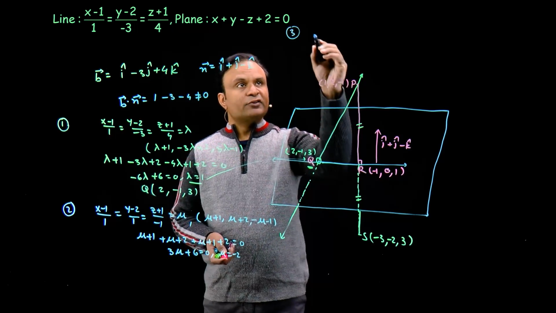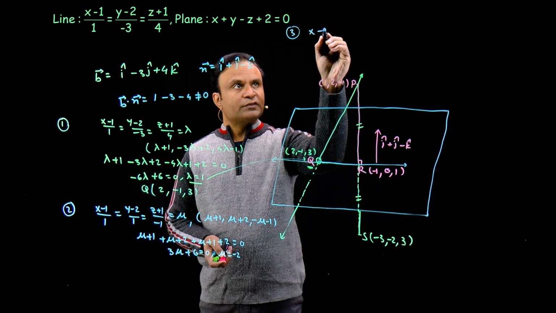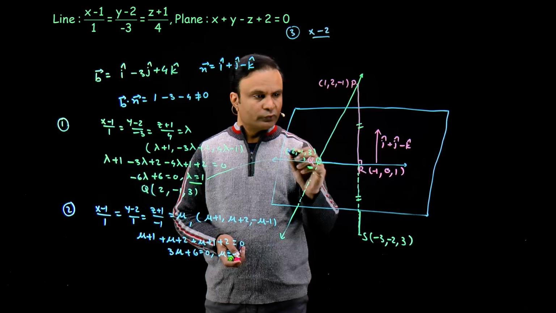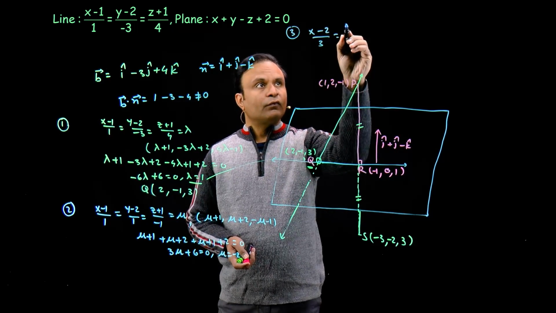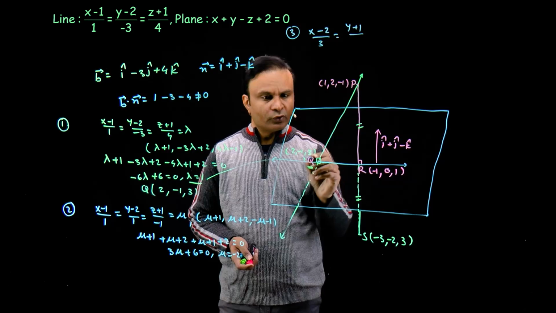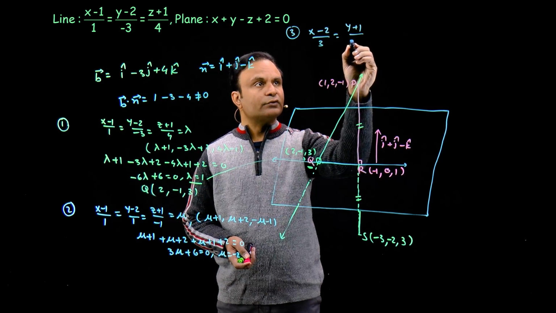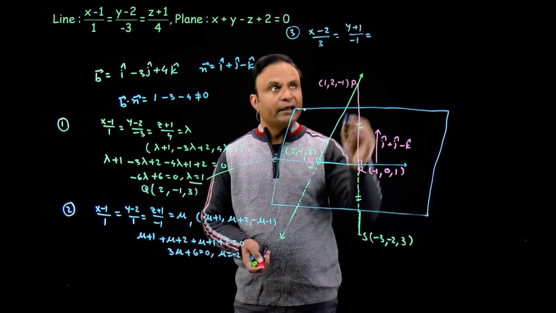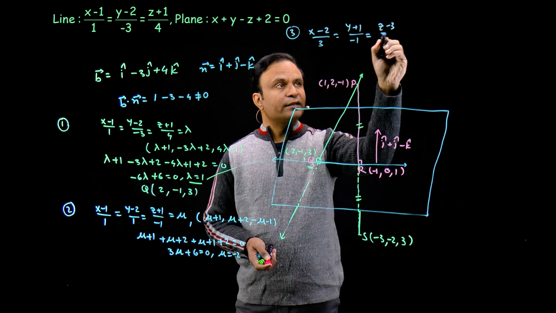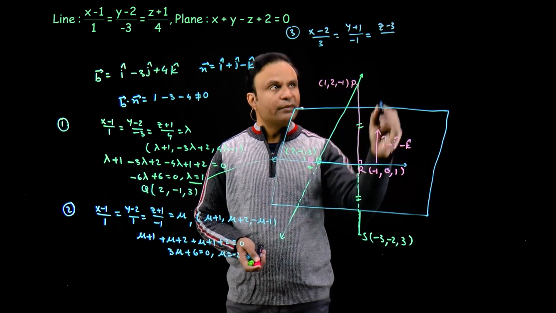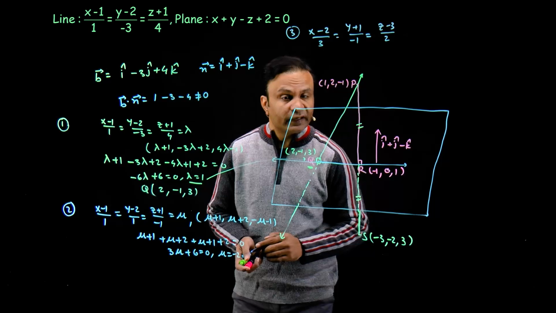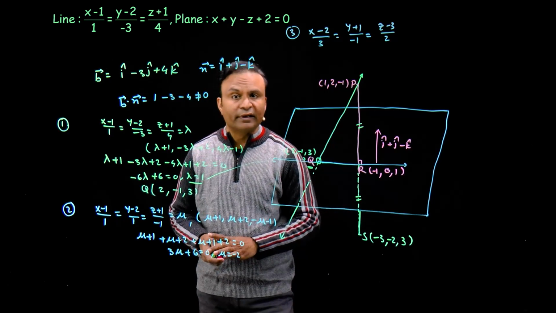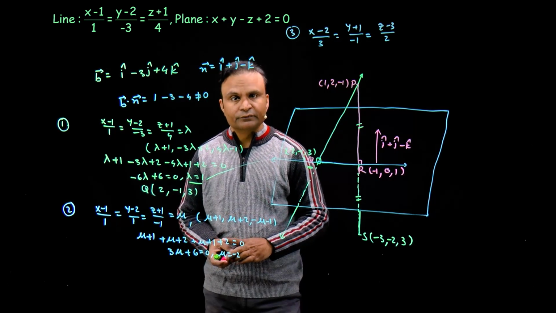The equation of line is x minus 2 upon 2 minus minus 1. So this is 3. y plus 1 upon minus 1 minus 0. So here we have minus 1, and z minus 3 upon 3 minus 1 is equal to 2. So we have now equation of projection of line on the plane.